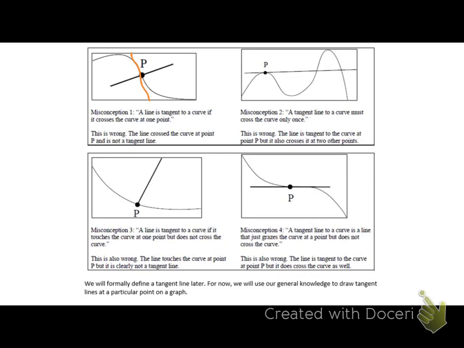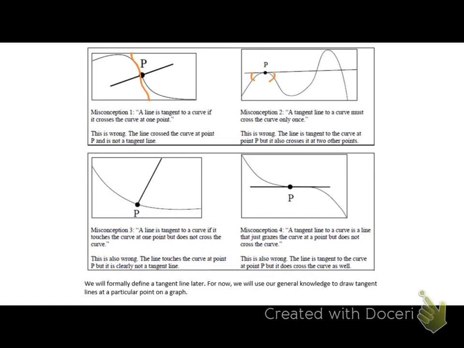Misconception number 2, a tangent line to a curve must cross the curve only once. See, if you look at this, that's wrong, because the line on that contains the point P, that straight line, that is the tangent line at that particular point. And so what we normally do is we only look at the tangent line in a very small window. Okay, so instead of thinking about it as, oh, it's this really, really long line, we're looking at very short lines, okay? And we're worried about what they're doing, what that slope is.